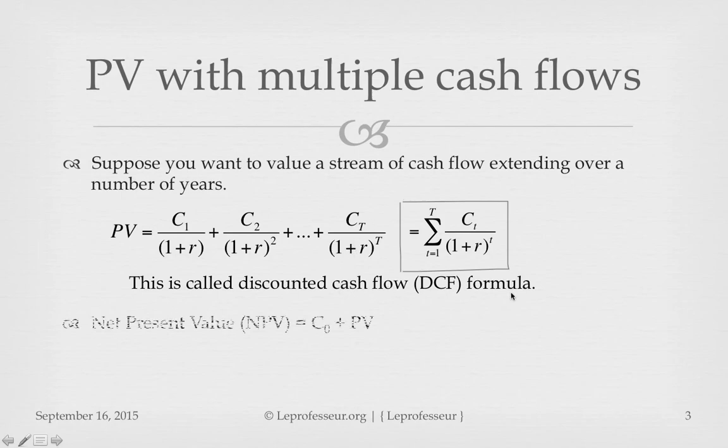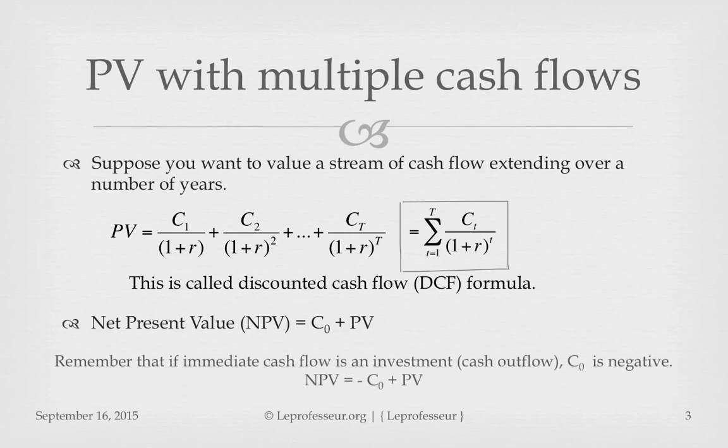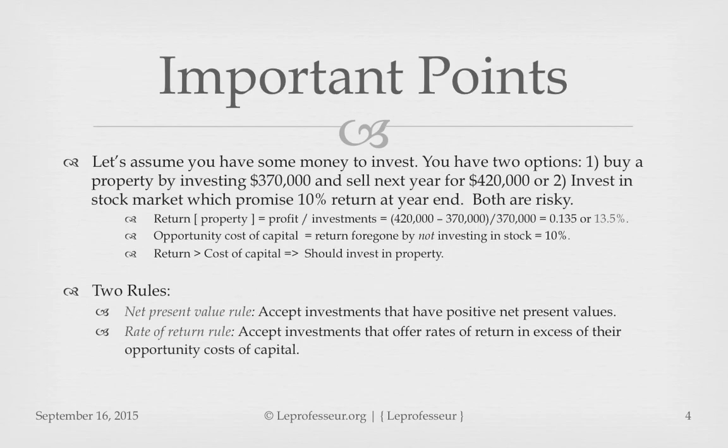Okay. Now, what is the net present value? Net present value would be the present cash flow at time 0 plus your present value. So, that's called NPV, net present value. Now, let's say if you have an investment. Investment means your cash outflow, then you subtract that number. So, it becomes minus C0 for an investment scenario. Okay. Some important points here to remember.